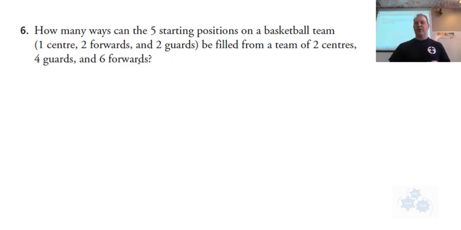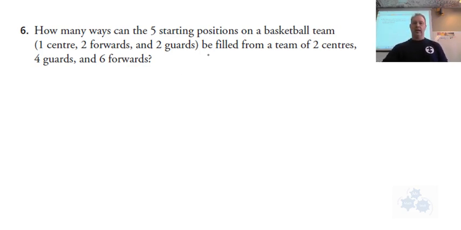1 center, 2 forwards, and 2 guards, is that accurate? Basketball players? No, that's not accurate. There's 3 guards, 2 forwards, and 1 center. Okay, so there's 6 players on the team. Right, thanks a lot. Your nose is growing.